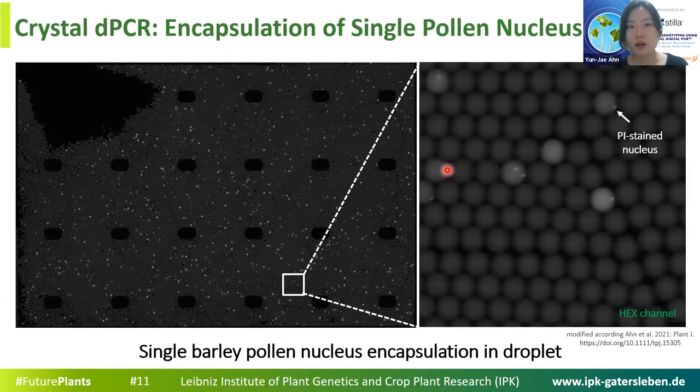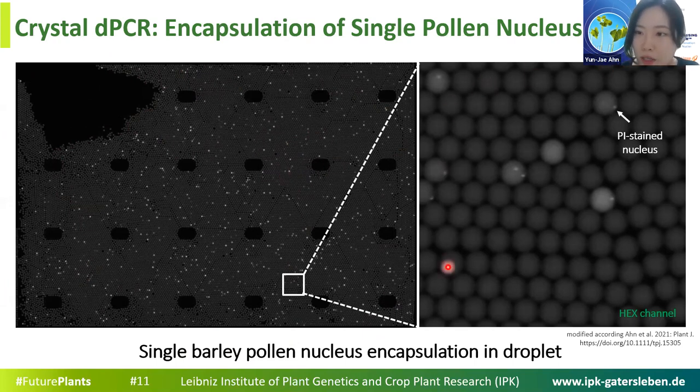To figure out if this system is suitable for our barley pollen nuclei at all, we first checked if this system can encapsulate our barley pollen nuclei successfully. Here you can see very initial results. In this left picture, this is the actual scanned picture of one chamber after the Crystal Digital PCR. You can see all these droplets, and the white lightning droplets are positive; this is how you read whether droplets are positive or not.